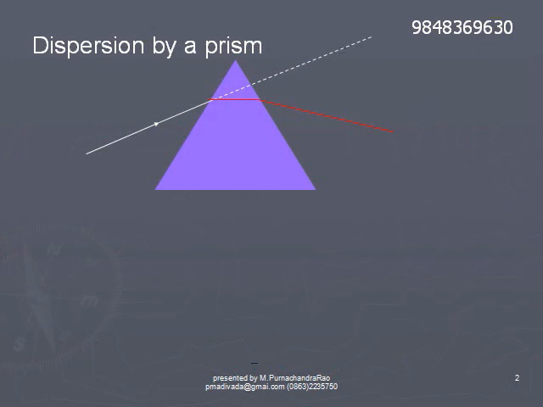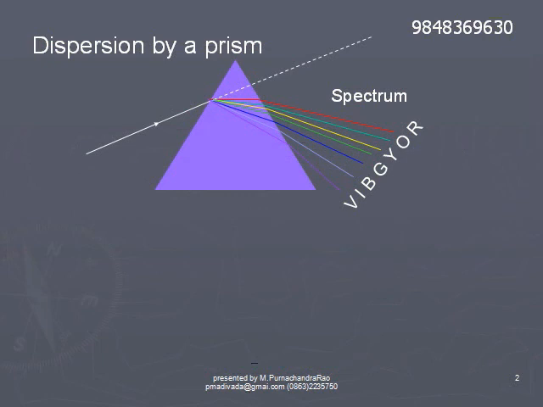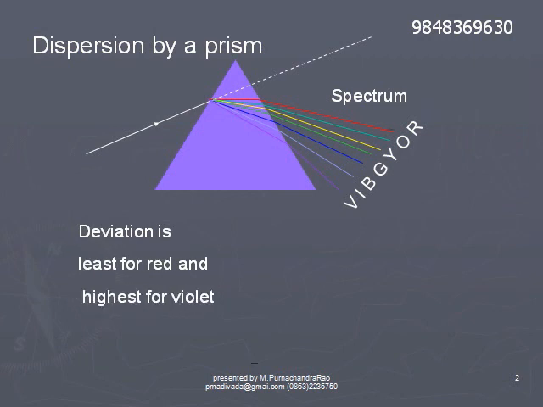If these constituent colors are brought and caught on a screen, colored patches will be formed, known as a spectrum. If we notice the colors, violet will be near the base of the prism, which will have the highest deviation, and red will be nearer to the incident ray direction and its deviation is least. The deviations of other colors will be in the order of VIBGYOR. So the deviation is highest for violet and least for red.